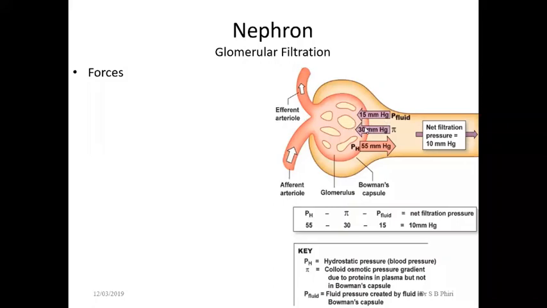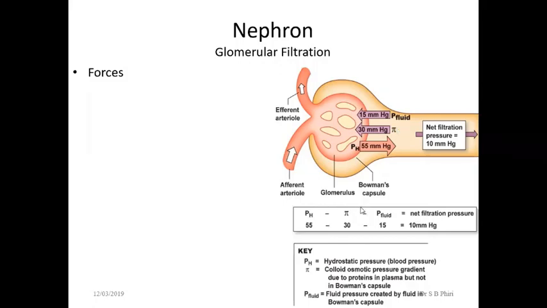But you need to know that when the fluids are moving into the Bowman space, they will start building up within the Bowman space, and then they'll also create hydrostatic pressure. The hydrostatic pressure in the Bowman space would want to move fluids back to the capillaries, so it's also an opposing force. So you can see here the net filtration pressure: if you subtract 55 minus 30 minus 15, you're going to get 10 millimeters of mercury. This is called the net filtration pressure. That will now push the fluids from the capillaries into the Bowman space via the filtration membrane.